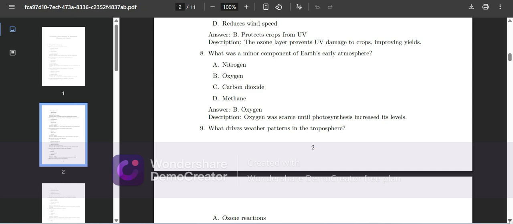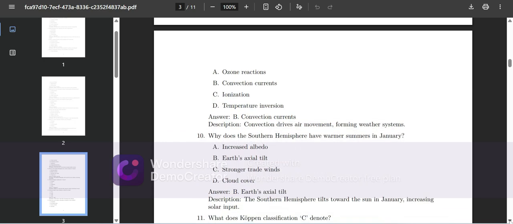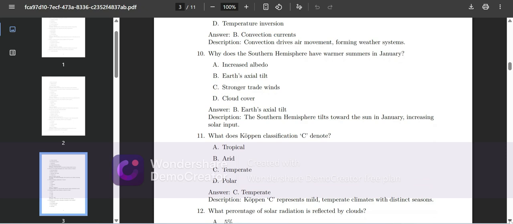What was a minor component of Earth's early atmosphere? Oxygen. Oxygen was scarce until photosynthesis increased its levels. What drives weather patterns in the troposphere? Convection currents. Convection drives air movement, forming weather systems.